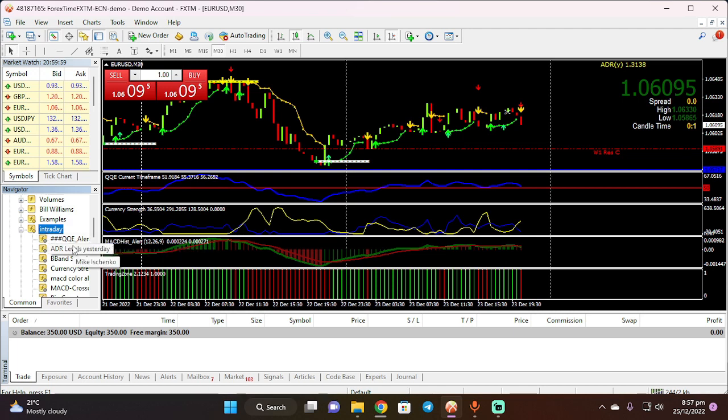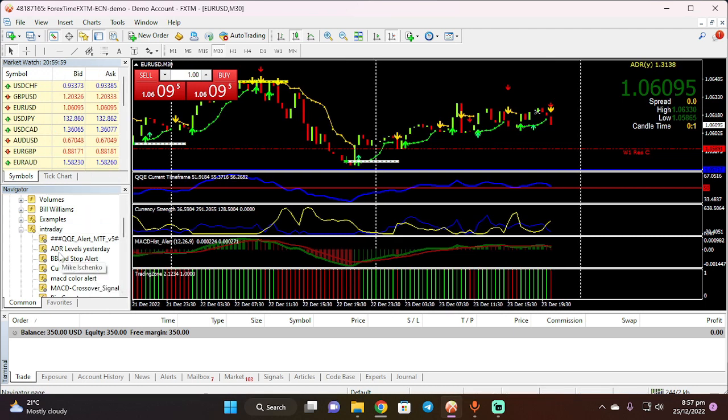The first one being the QQE alert, which simply notifies you when you should buy or sell. Then there are the ADR levels, the BB and stop alert, the currency strength, the MACD color alert, the MACD crossover signal, the pip counter, support and resistance on the 4-hour, the support and resistance, and the trader zone.